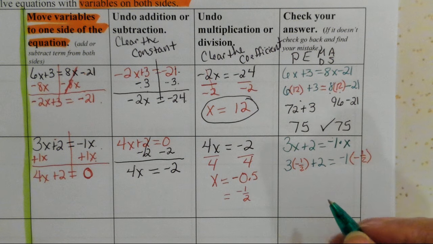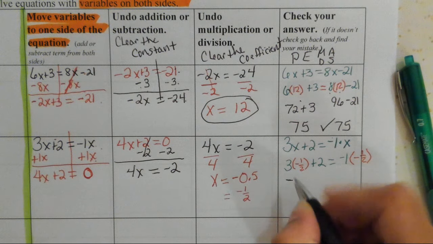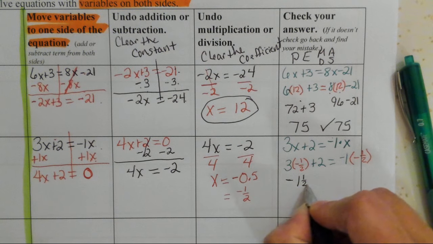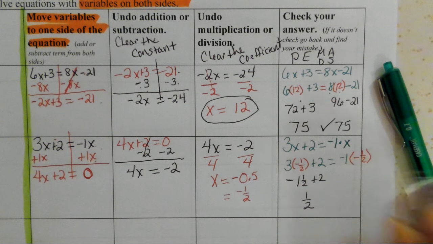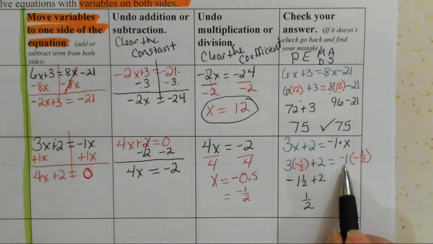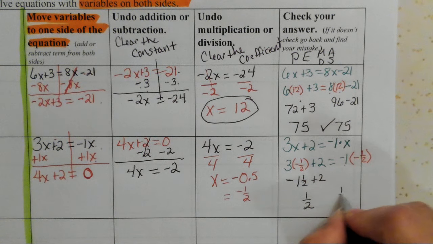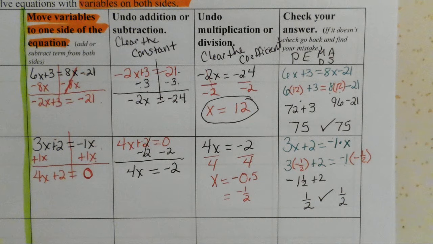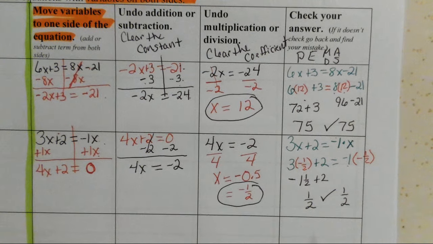So right here, this gets us negative 1.5 plus 2. So that gives me a positive 1/2 on this side. Then this is negative 1/2 times negative 1. And that also gets me a positive 1/2 on that side. So that one checks, and I can be assured that negative 1/2 is the solution.